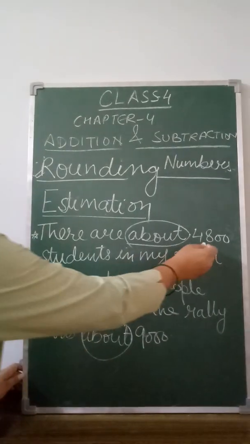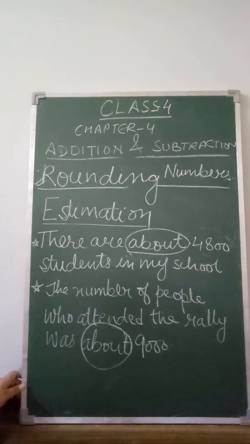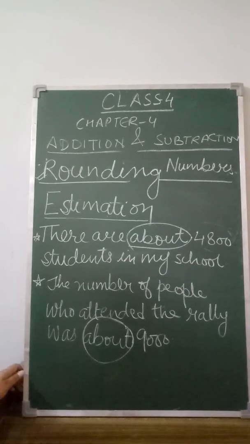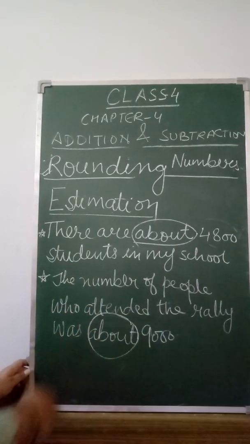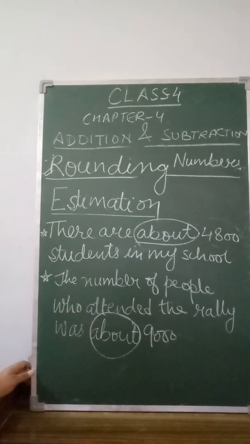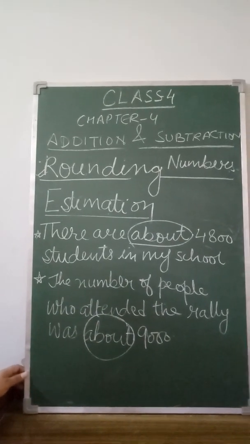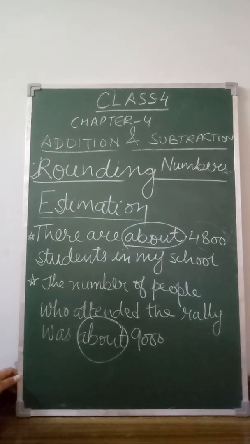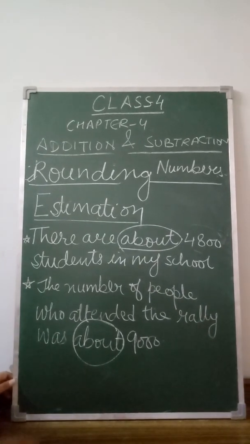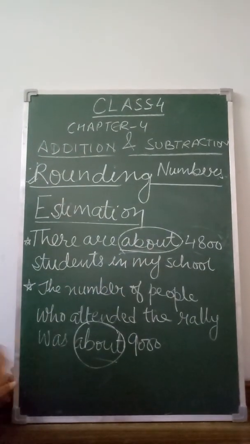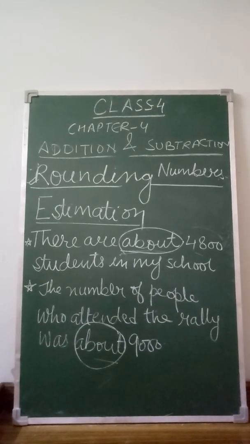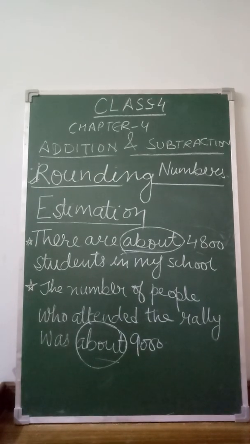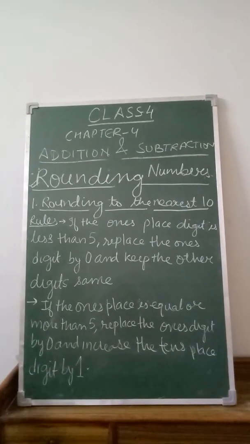So the number of students in the school is not exactly 4,800. It may be more than or less than 4,800. Again, the number of people who attended the rally, quite possibly they are more than 90,000 or less than 90,000. Exactly 90,000 people did not attend the rally. So we are talking about estimations. When we give our answer as an estimation, it is rounded off to the nearest tens or hundreds as the case may be. Okay students, let's discuss the rules.